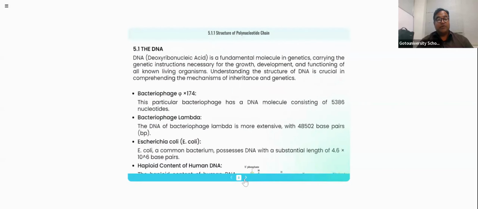The DNA, right? The DNA we are going to discuss in detail in this particular chapter, and how the RNA is formed from the DNA. Like this, we are going to discuss one by one in detail, right? So, the structure of the polynucleotide.